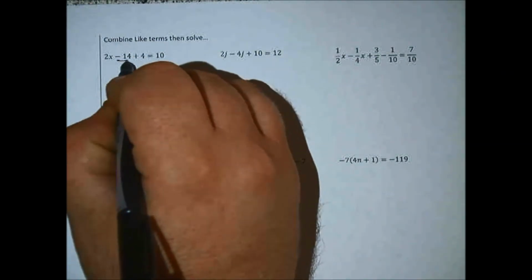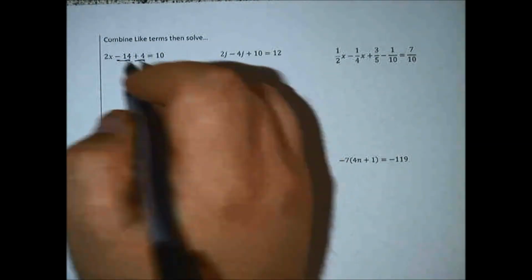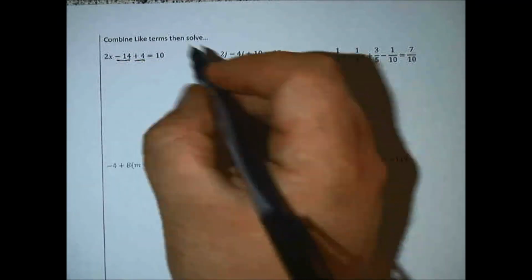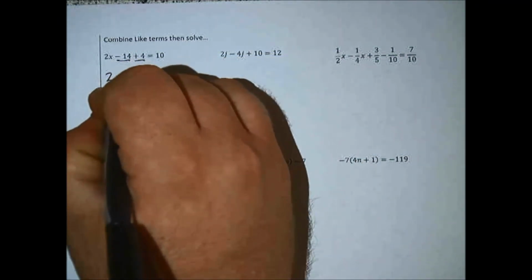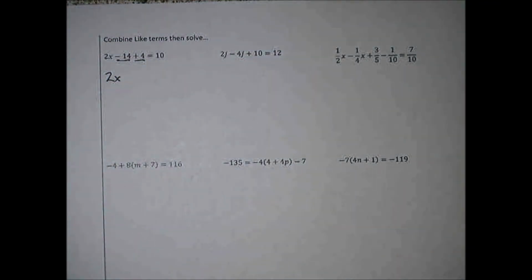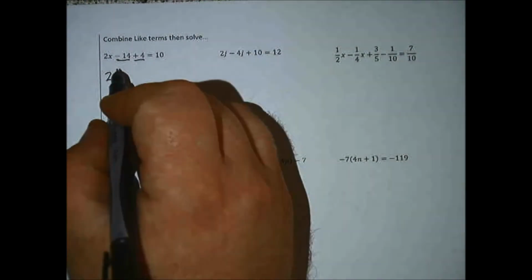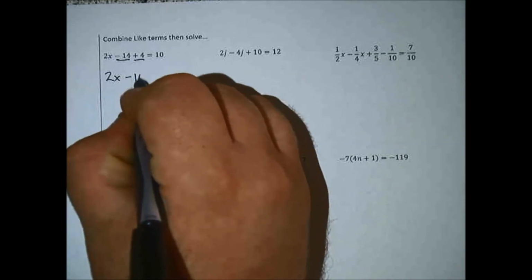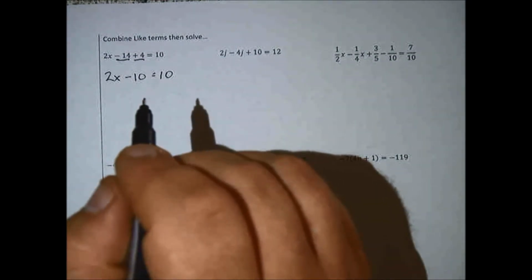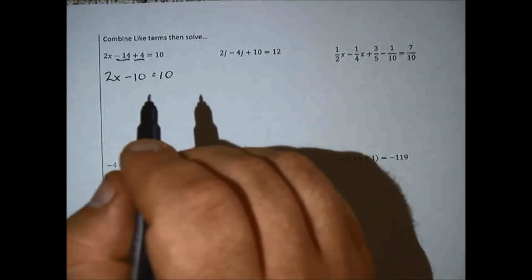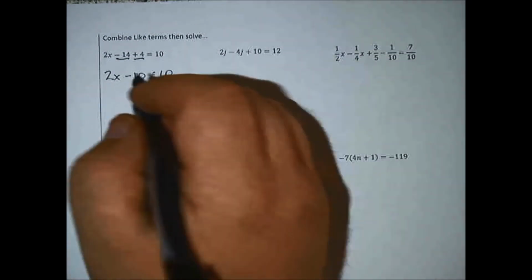I have a -14 and a 4. Okay, we're not talking about combining like terms. We're talking about like terms on the same side. Okay, here I have 2x minus 14 plus 4 is -10 equals 10. I'm going to add 10 to both sides. Hold on a sec. I'm going to add 10 to both sides.